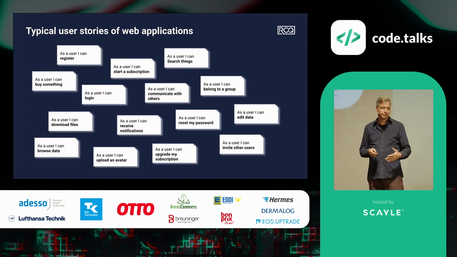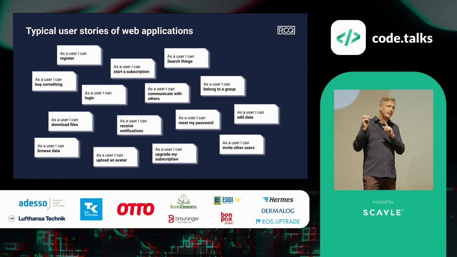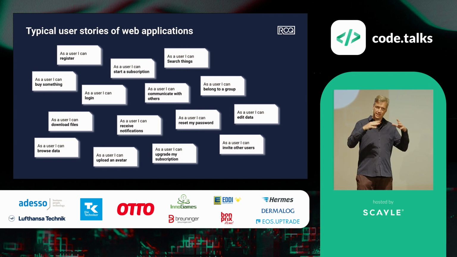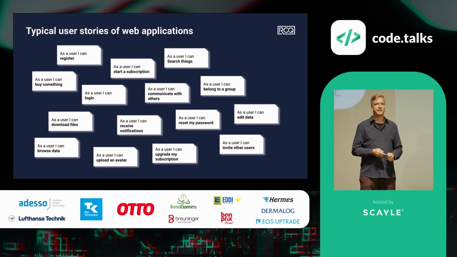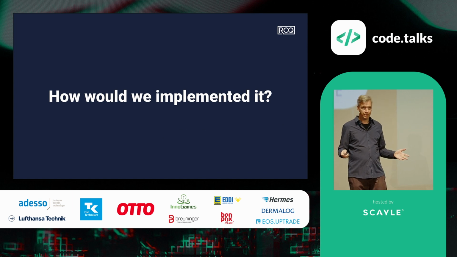With a web application, you have a lot of typical building blocks or user stories. These user stories are probably familiar to you. As a user, I can register, I can log in, I can get notified, I can buy something, I can start a subscription, etc. That's a web application. This is what we're talking about today. And now the question is, how would we implement a web application?